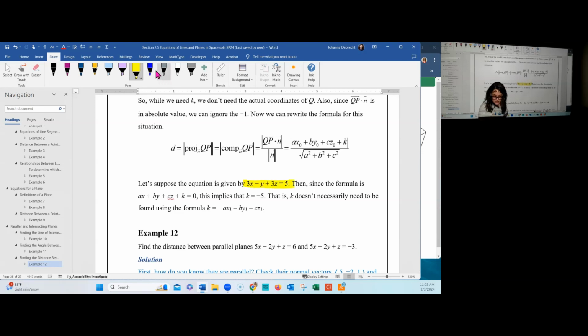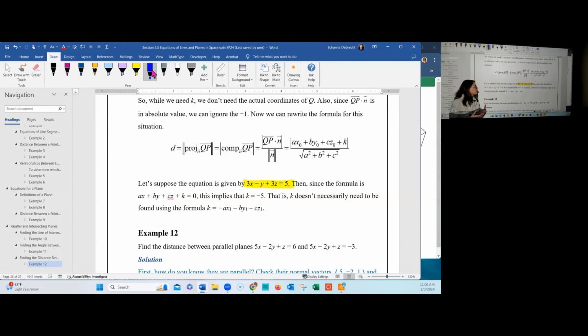Now this is not in general form yet because the 5 is on the wrong side. So if I subtract the 5 over, then k is negative 5. So I don't need to find a point Q to get k. I can still find the formula using this.